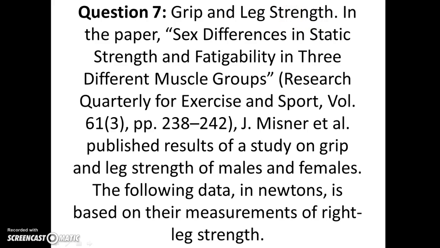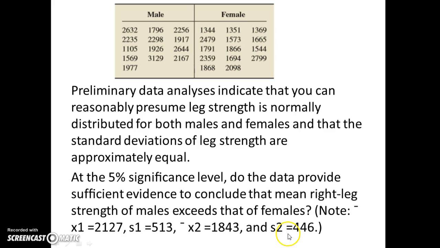Question 7. Grip and leg strength. There is a research study with data for measurements of the right leg strength for males and females. Preliminary data analysis indicates that you can reasonably presume leg strength is normally distributed for both males and females, and the standard deviations are approximately equal. At the 5% significance level, do the data provide sufficient evidence to conclude that the mean right leg strength of males exceeds that of females? The means and the standard deviations for the samples are given here.